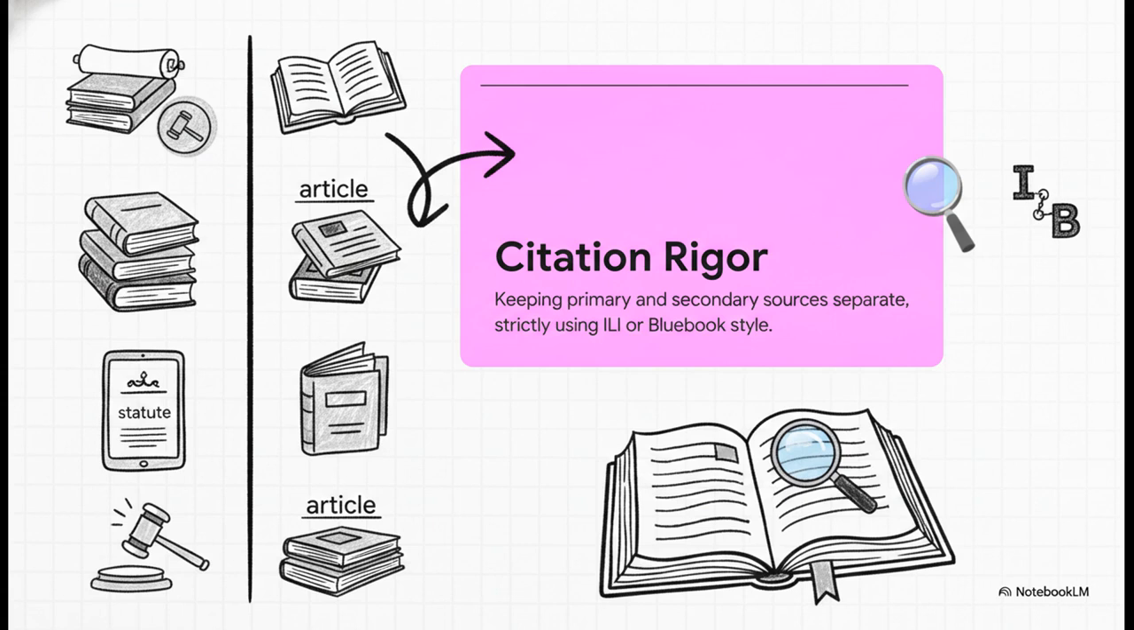Speaking of the bibliography, we have to talk about citation rigor. This builds right on top of our earlier principles. You absolutely must keep your primary sources, meaning the actual statutes, the treaties, the cases, strictly separate from secondary sources like books and journal articles. And you have to consistently use proper ILE or Blue Book style. The crucial takeaway here is that secondary sources are just for context. You yourself must always verify the actual primary statute or judgment. Never, ever rely purely on a textbook summary of the law.